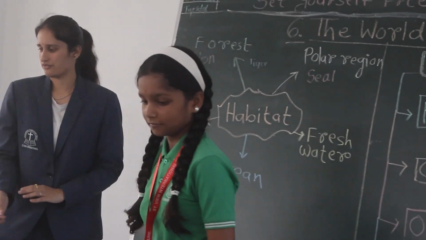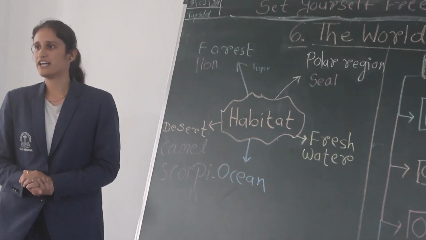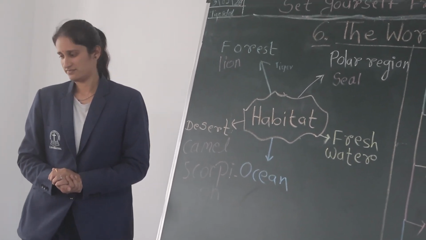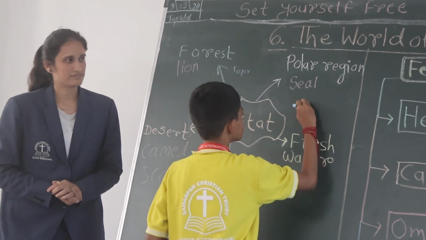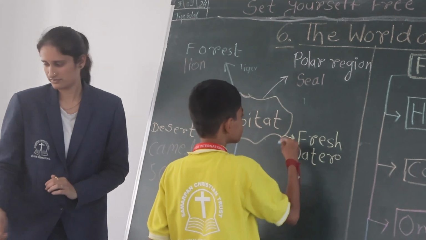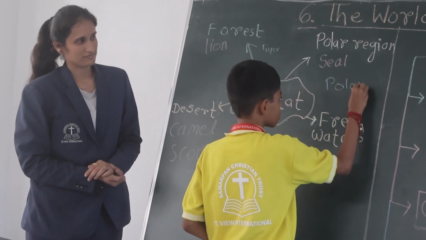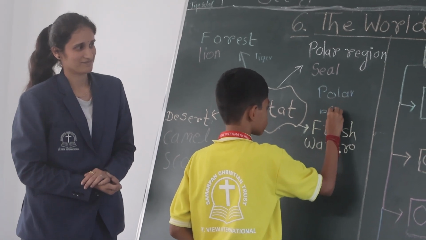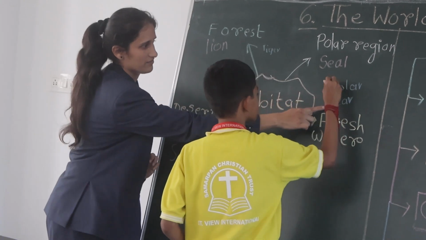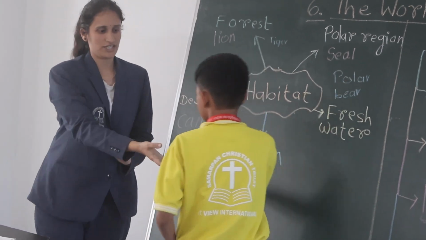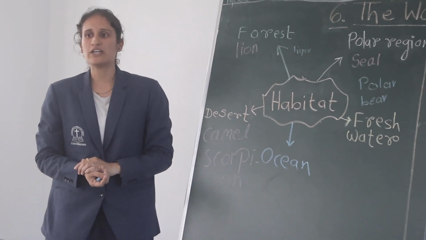Seal is a fish which is present in the polar region. Okay, from the boys, Rihan, write that. Okay, so he has written polar bear. So these are two examples of animals who live in the polar region.